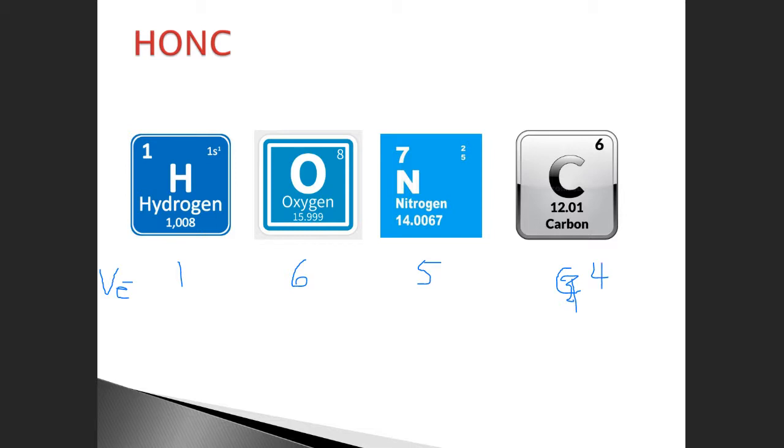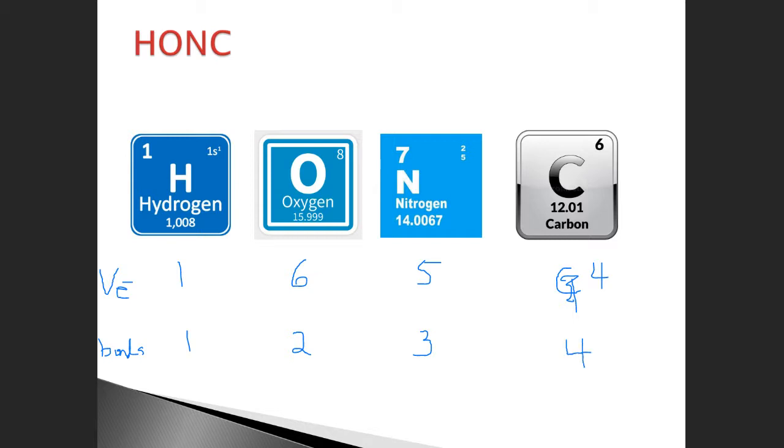Okay. So in order for them to be fulfilled and stable, they have to make a certain amount of bonds, right? And so therefore, hydrogen needs to make 1 bond. Valence of 8, and there's 6, so oxygen has to make 2 bonds. Okay, valence of 5, and that shell holds 8, so that means that nitrogen has to make 3 bonds. And then the valence of carbon is 4, and it has to make 4 bonds.